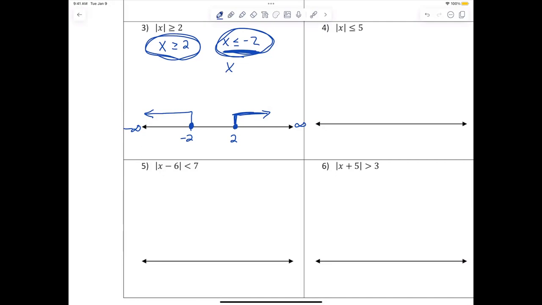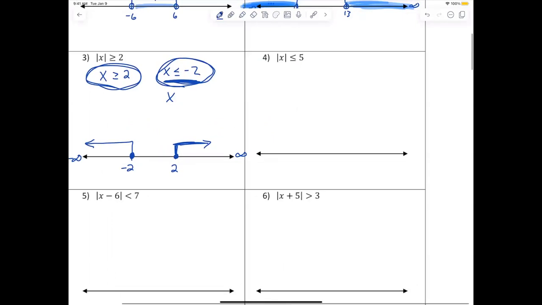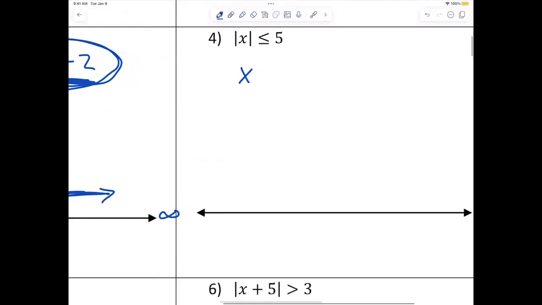All right, let's double check now for number 4. X is what? No. What does that sign say? We agree? That's okay. It's okay. Less than or equal to 5. And then we write what? There you have it. X is less than or equal to 5, greater than or equal to -5.